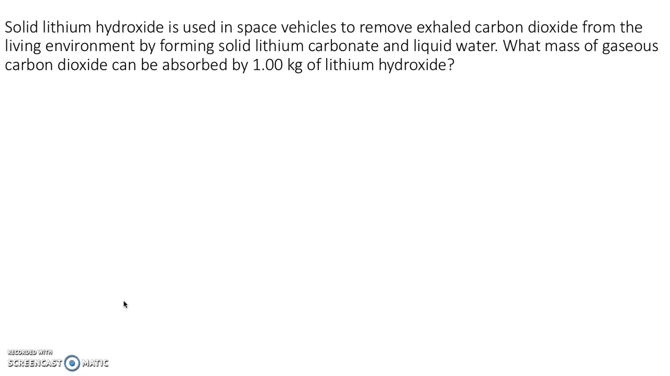Question number 1 says solid lithium hydroxide is used in space vehicles to remove exhaled carbon dioxide from the living environment by forming solid lithium carbonate and liquid water. Okay, so before we can do anything else, we need to have a reaction. So we have lithium hydroxide. Li has a positive 1 charge and hydroxide has a negative 1, so those cancel. It will react with carbon dioxide, and it's going to form lithium carbonate, Li2CO3, because lithium has a positive 1 and carbonate has a negative 2. And then we also have water.